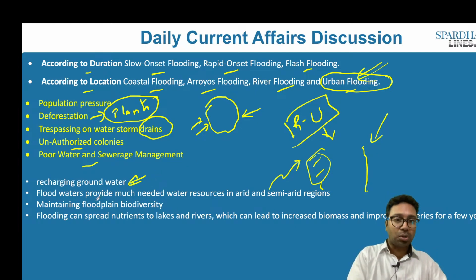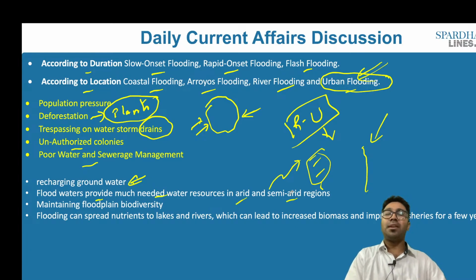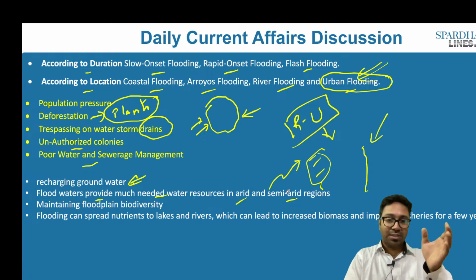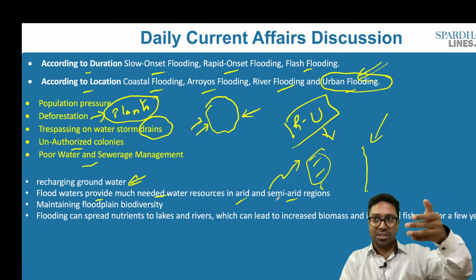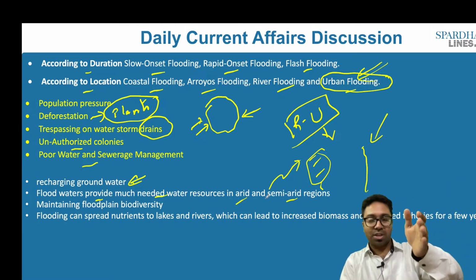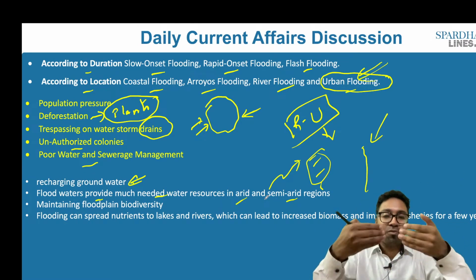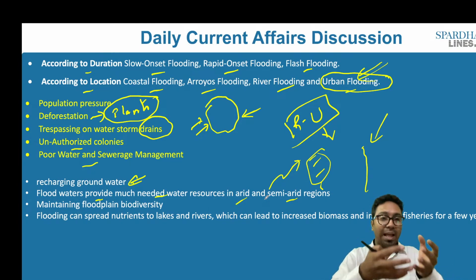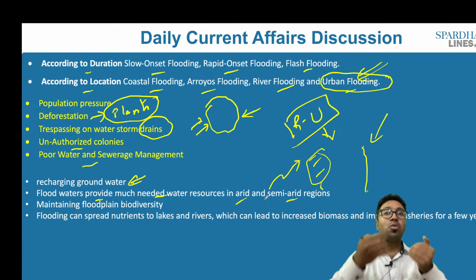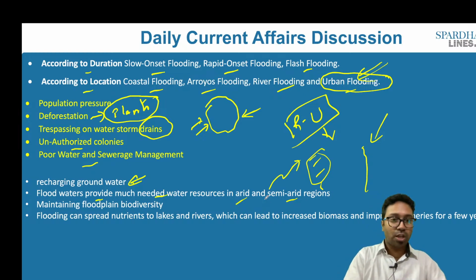And these flood waters also provide much needed water resources in the arid and semi-arid regions. Let's say, for example, there are rain shadow regions, in a couple of places in the Western Ghats as well. Many regions do not get enough water. So water can be moved from one region to another, and these flood waters provide much needed water resources, and this also helps in maintaining floodplain biodiversity.